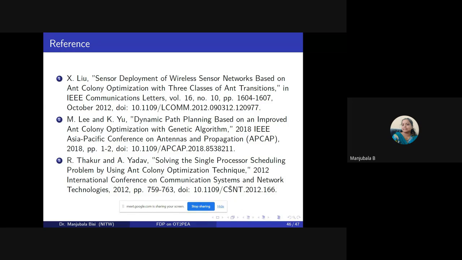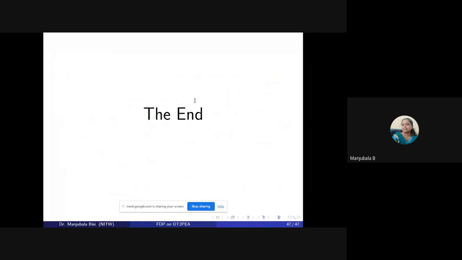I think this scheduling problem Dr. Sanjay has explained using the genetic algorithm also. You can see how this type of problem can be solved using ant colony optimization. So this is all about the theoretical part of the ant colony optimization algorithm.